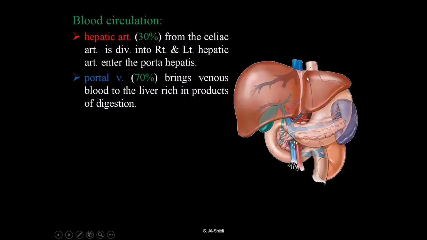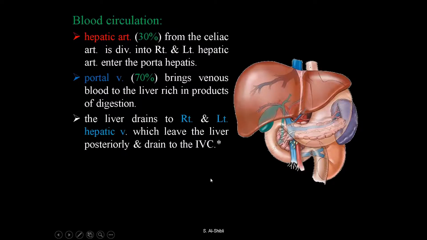We have, as you see here, two hepatic veins coming posteriorly to drain to the inferior vena cava. So the liver drains to the right and left hepatic vein, which leave the liver posteriorly and drain to the inferior vena cava. So don't be confused by the blood supply to the liver. We say blood circulation. Why? Because about 70% of the blood entering the liver is coming from the portal vein, as you see, this is the portal vein. And about 30% is coming through the hepatic artery, bringing oxygenated blood. Then 2 or sometimes 3 hepatic veins run posteriorly to reach the inferior vena cava.